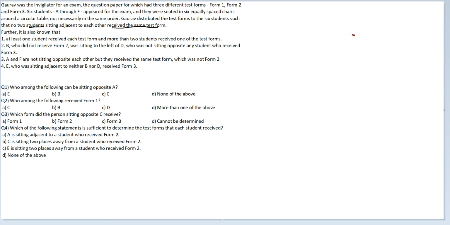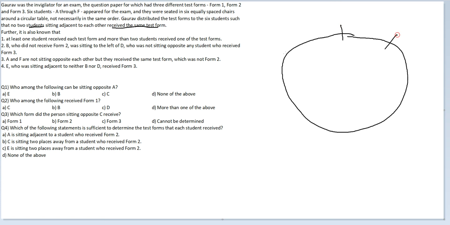Let's make a circular table first. Circle. Forgive my drawing. This is as good as it gets. These are six places. First point is at least one student received each test form and more than two students received one of the test forms. What this line means is one of the test forms was distributed once, one of the test forms was distributed twice, and one of the test forms was distributed thrice.